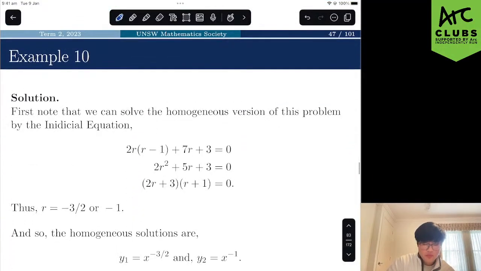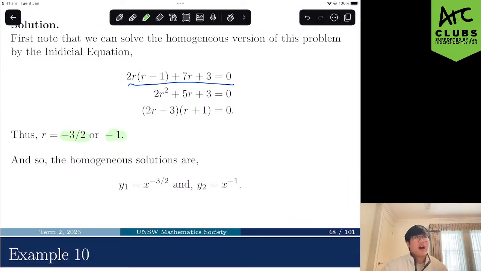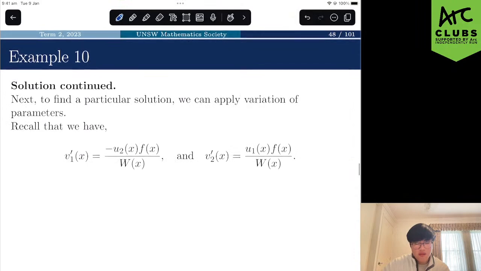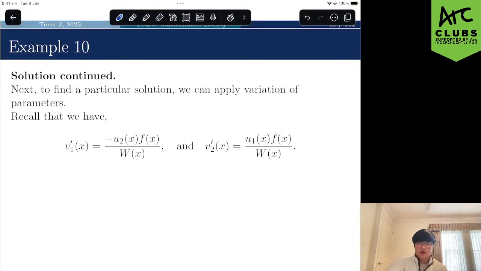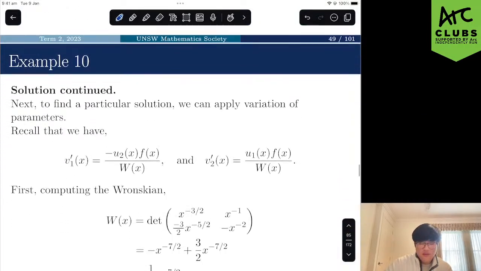This is the equation that we get for the Cauchy-Euler ODE. Solving that, you get r equal to minus 3 over 2 and negative 1. So we get the homogeneous solution to be what we have here: y1 is this and y2 is this. Now, using the variation of parameters, remember this is the formula. We just sub into the formula, where u1 and u2 are y1 and y2 that we found earlier.